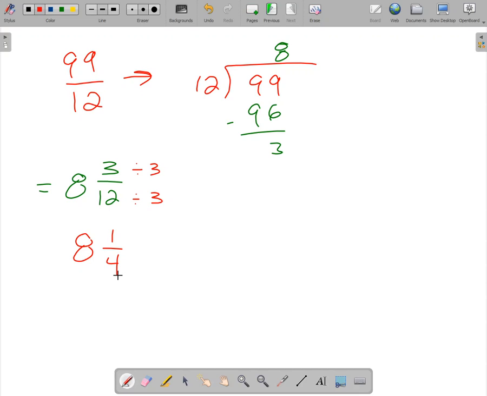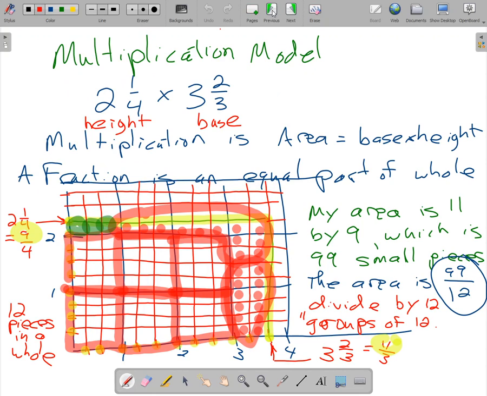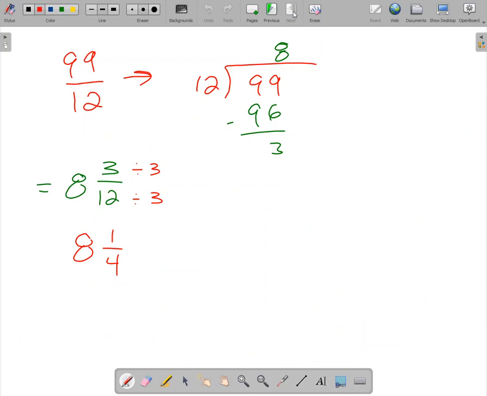So I'm hoping for something like that with a couple of explanations in there for that problem. Questions on this one? Okay. Let's try division next.